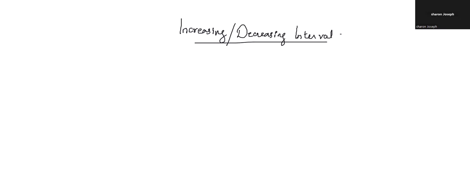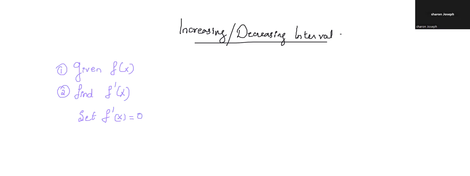As I mentioned, you will be given the f of x function. The first thing that you have to do is find the derivative, find f prime of x. After finding f prime of x, set f prime of x to 0. These are the steps to find it. I'll explain it in detail when we do a problem. So we set f prime of x to 0 and solve for x.